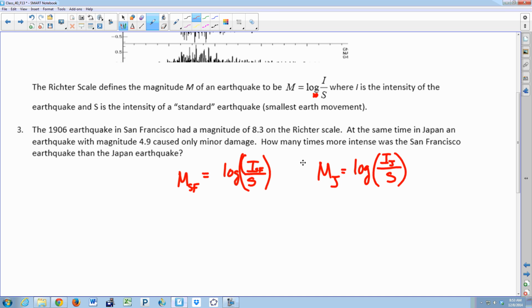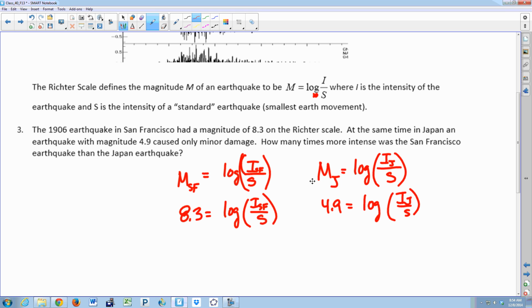The magnitude of the earthquake in San Francisco is 8.3, so I can fill that part in. And the magnitude of the one in Japan was 4.9, so I can fill that one in. All right, so what do I do from here? How could I take a look at solving this?